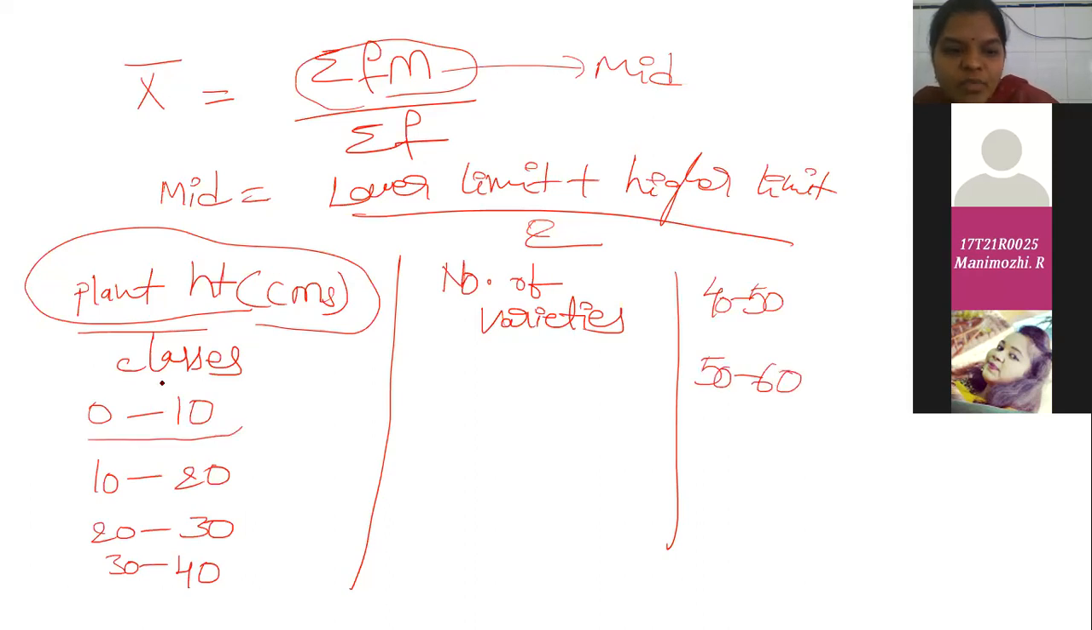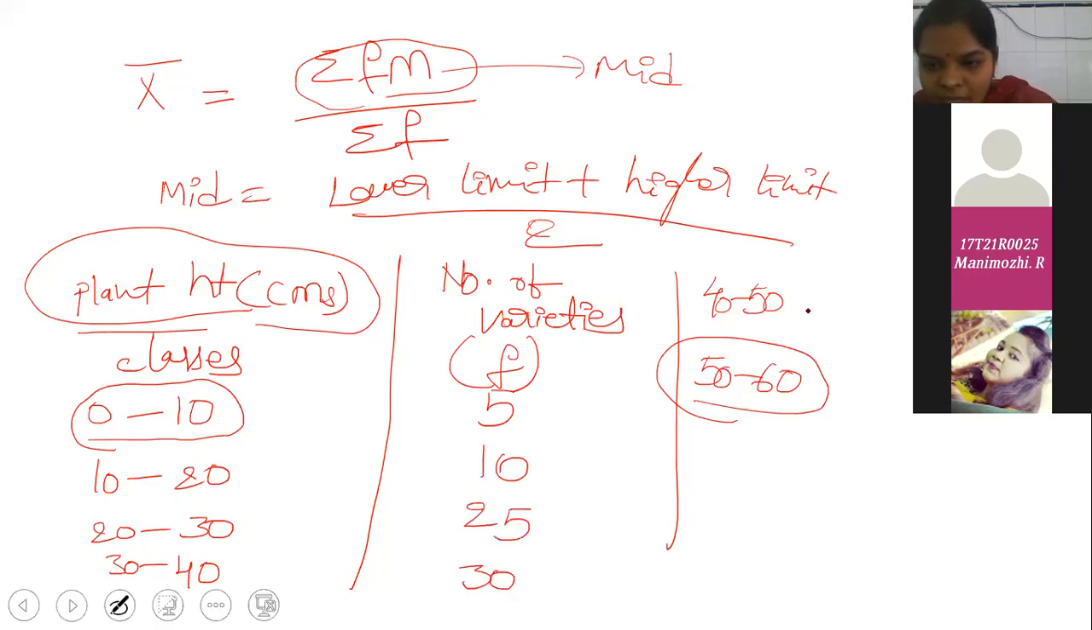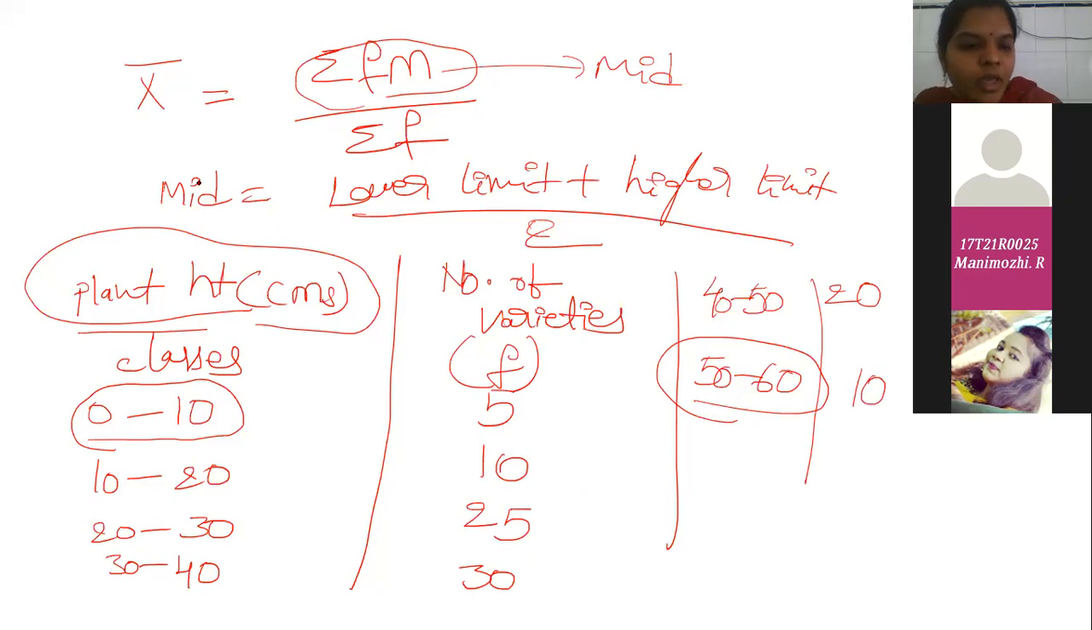See, your ranges from 0 to 10 up to 50 to 60. Just write down all the class ranges. Then number of varieties are nothing but our frequencies, right? So under 0 to 10, it will be 5. And then from 10 to 20, it will be 10. Then 25, then 30, then 40 to 50, it will be 20. And the last one is 10. Okay.